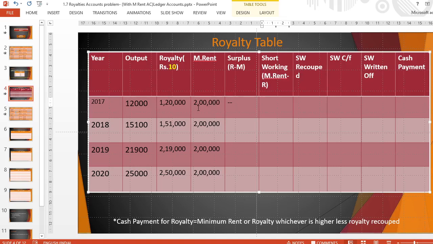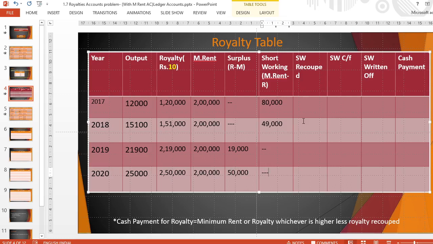As far as short working, 2 lakh minus 1,20,000, 80,000 rupees represents short working. In the second year, again 2 lakh minus 1,59,000. So there is no surplus, but we have a short working of 49,000 rupees. Then here royalty is higher. So royalty minus minimum rent, 19,000, represents surplus, and there is no short working. In the last year, of course, royalty is higher. So 2,50,000 minus 2 lakh, this 50,000 represents surplus, and there is no short working.